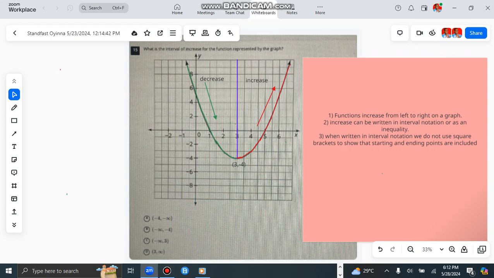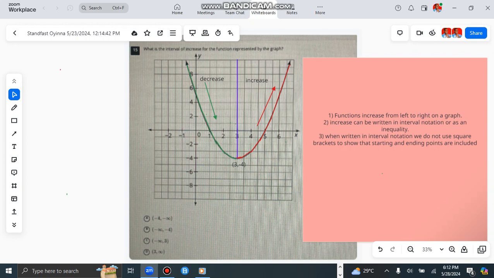Now the second thing is increase can be written in interval notation or as an inequality. In this case, we're asked to write the increase in form of interval notation. You notice the question says, what is the interval of increase? So it's going to be an interval. It's not going to be as an inequality.